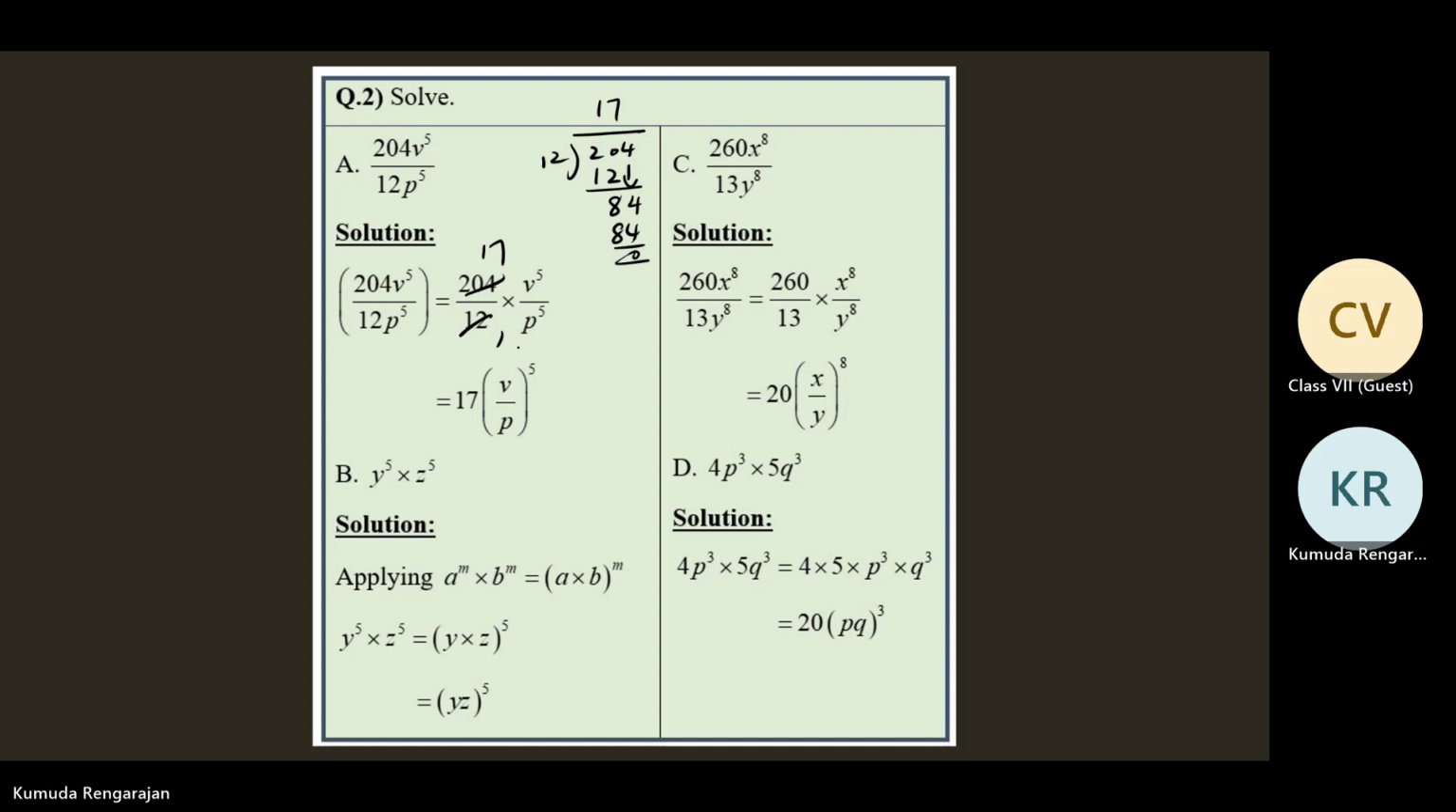And then this v to the power 5 by p to the power 5, you can write it as v by p the whole power 5, because the powers are the same. So you can write v by p the whole power 5.